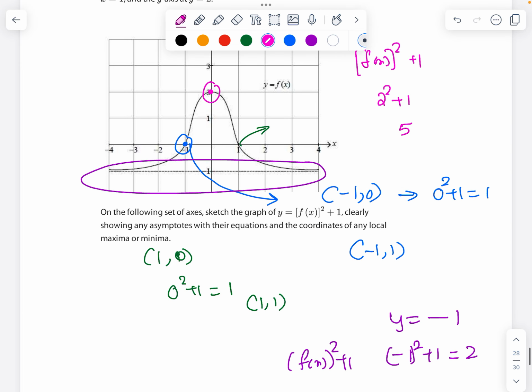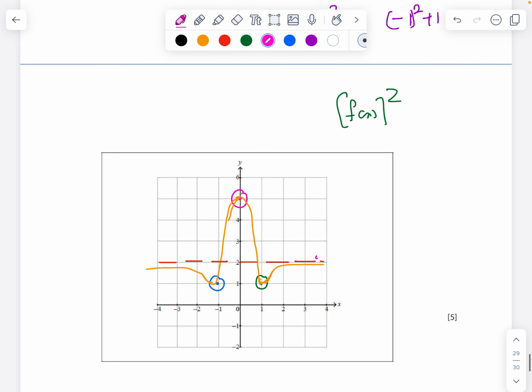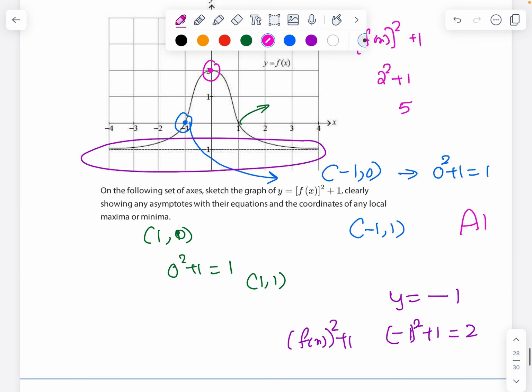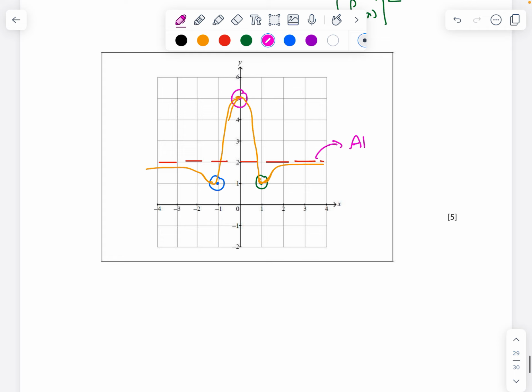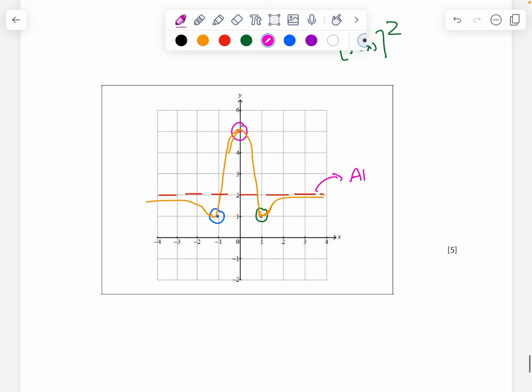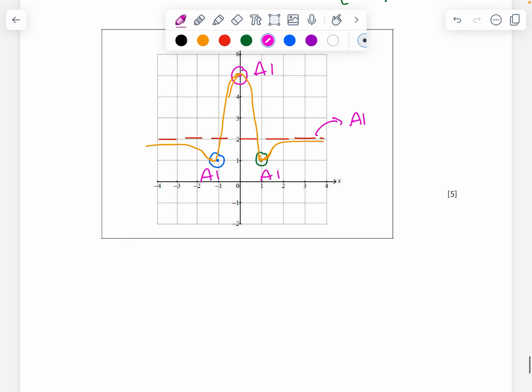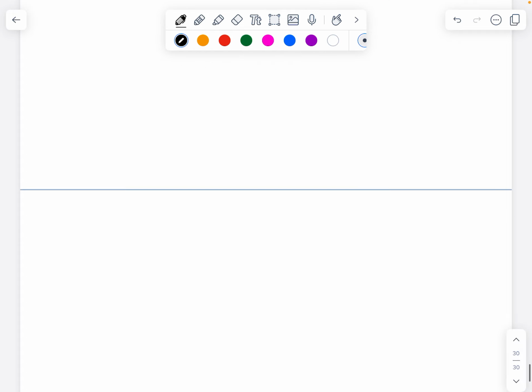So getting the y values is my A1 and getting the asymptote over here is another A1. How many marks is that question? 5 marks question. Then for local maxima and minima, A1 and A1. That's going to be the answer. So write it out over here: minus 1 comma 1, 1 comma 1 and 0 comma 5. And y equals 2 is the asymptote. That's going to be the answer.